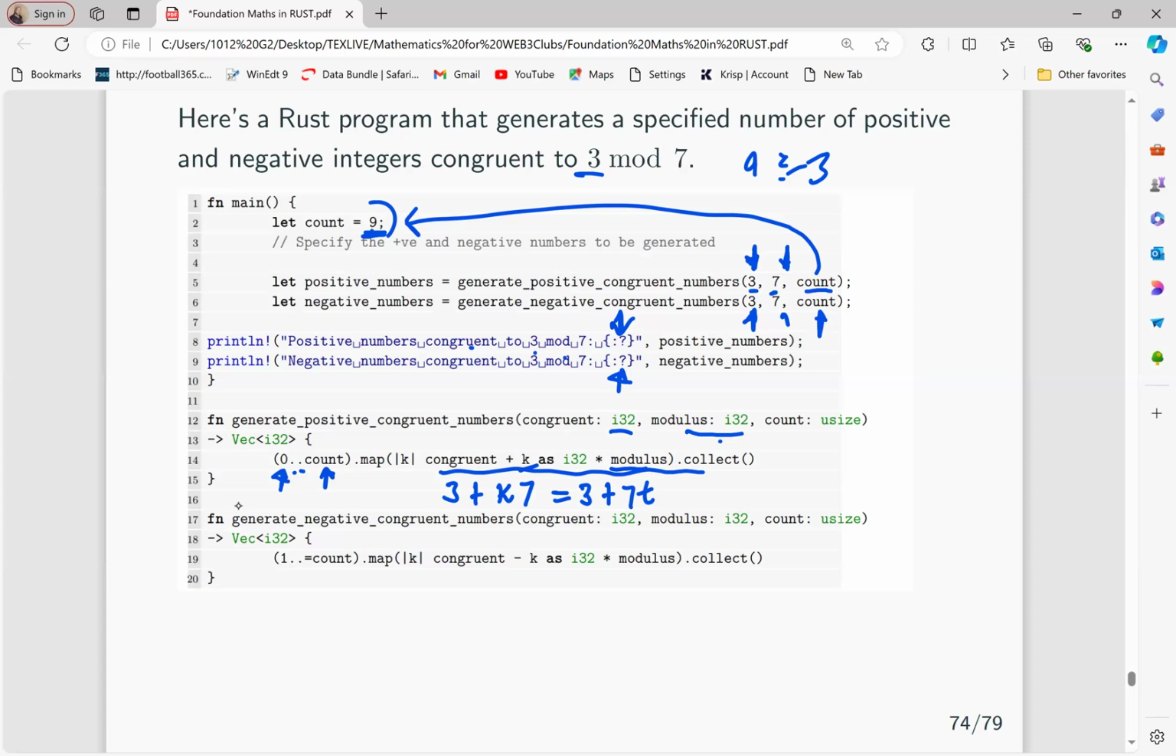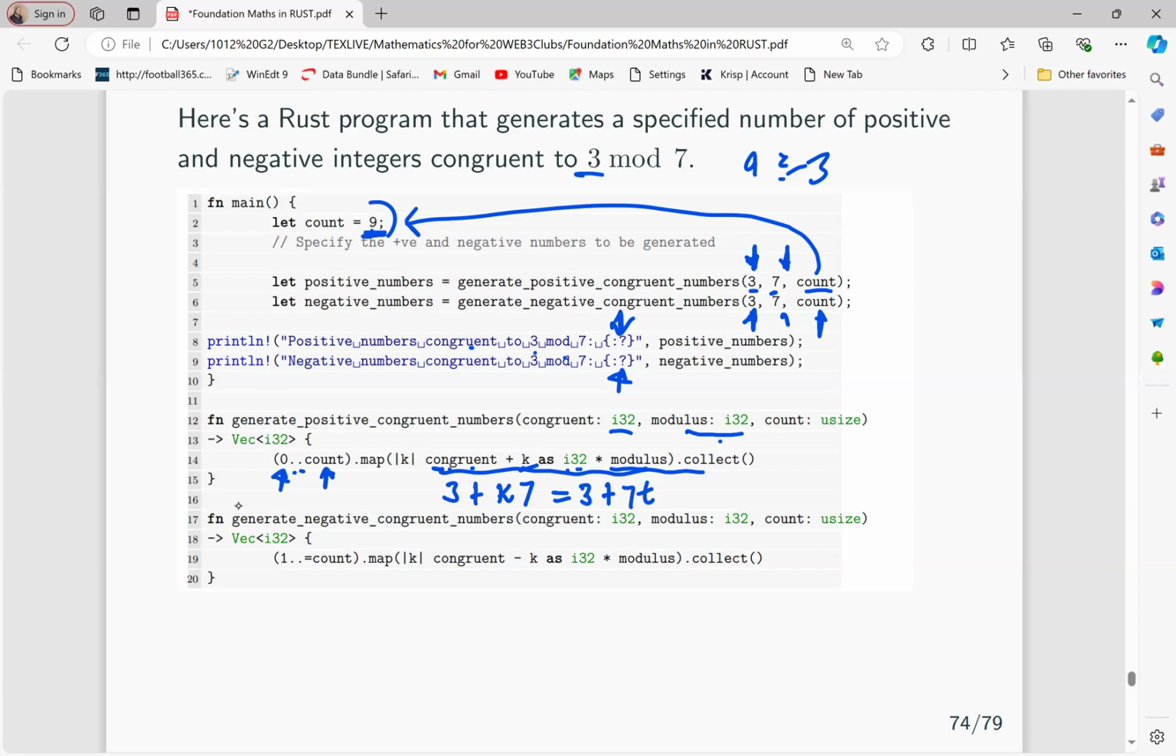The formula is saying the number that is congruent, which is 3, plus K, and K is an I32, you can use I64 and so on, times modulus. Then it will collect those numbers as a vector.